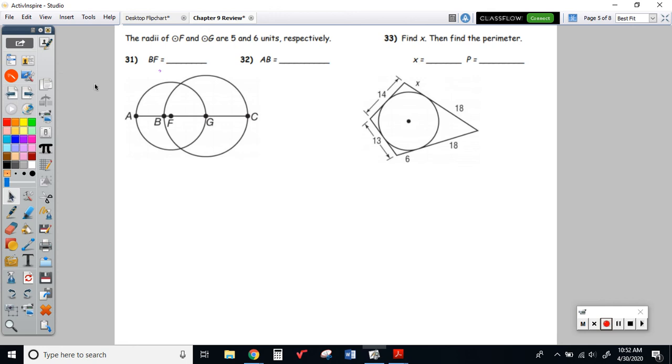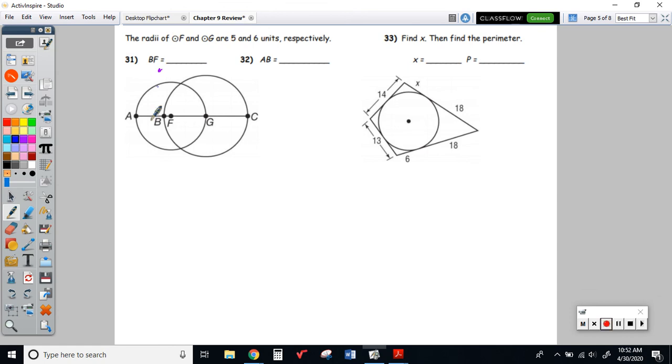So looking at then BF, I think that's just a stray mark. Ignore that little mark right there. And we're looking at BF would be this tiny little segment from there to there. The radii of circle F and circle G are 5 and 6 units respectively. So circle F is the center. The center of this circle is F if it's called circle F. The center of this circle is G if it's called circle G. And respectively, it just means G goes with the second one. The second circle with the second number, first with the first.